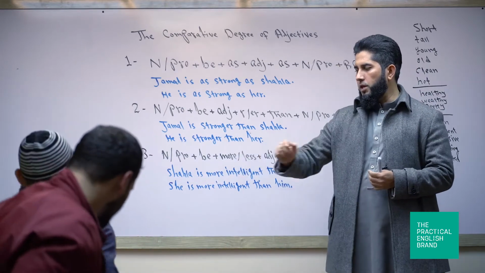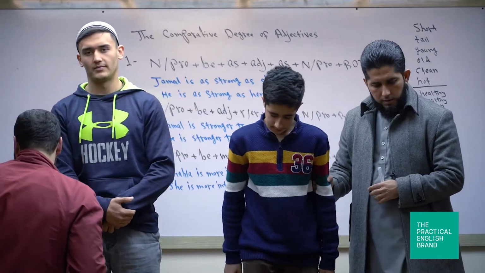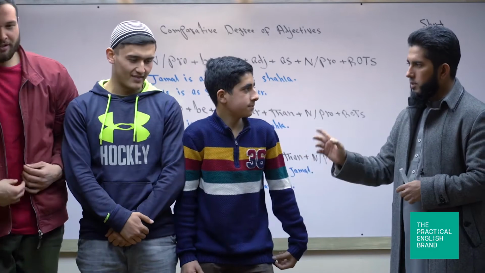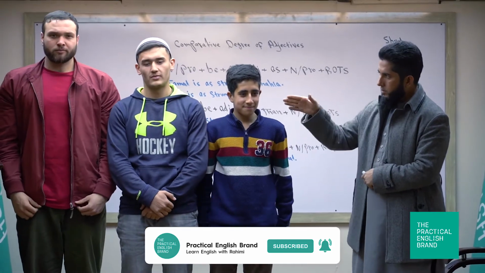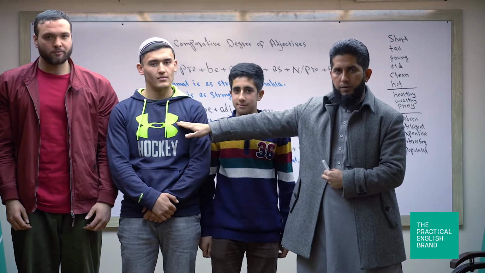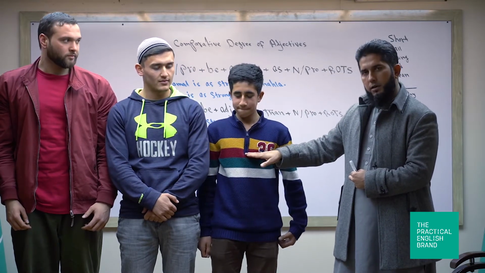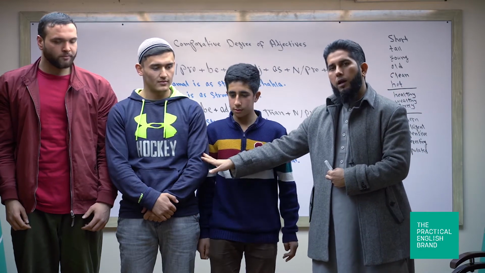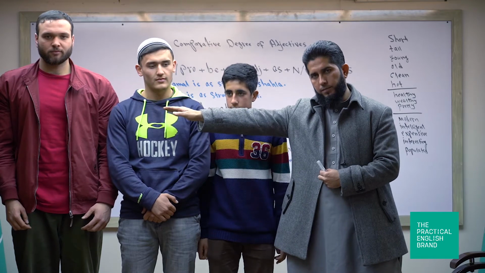So Shahram will stand over there, Umar will stand next to him, and your name? Nazir. Nazir will stand next to him. Now look at them. I want to use the comparative degree, okay? Among these three students, Shahram is taller than Umar. Umar is taller than Nazir. Nazir is shorter than Umar. Umar is shorter than Shahram.